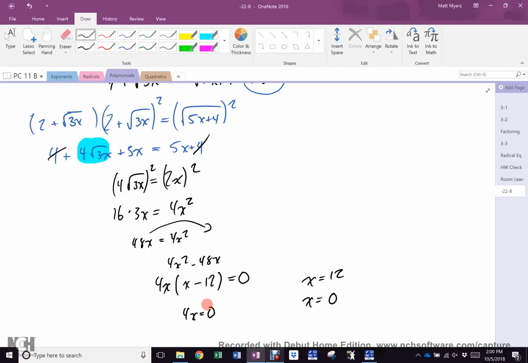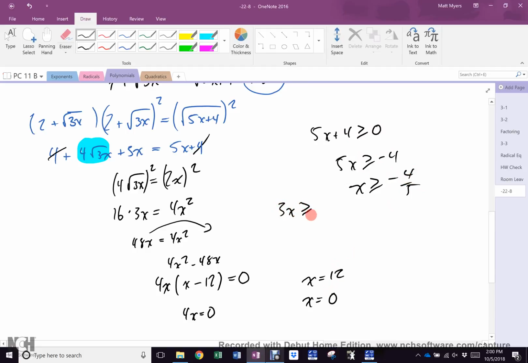Now, what do I need to make sure I check? I need to check restrictions, and I need to check which of those work. Because either none of them are going to work, or one of them is going to work, or both of them are going to work. So let's check our restrictions. What are our restrictions? 5x plus 4 has to be greater than or equal to 0, yes? 5x has to be greater than or equal to negative 4. X has to be greater than or equal to negative 4/5. Are both of those bigger than negative 4/5? Yes. 3x must also be greater than 0, right? So x must be greater than or equal to 0. Are those both greater than or equal to 0? So they're okay on the restrictions.